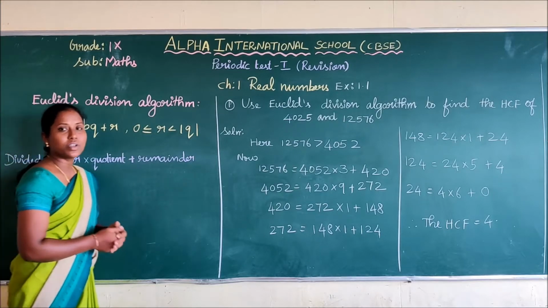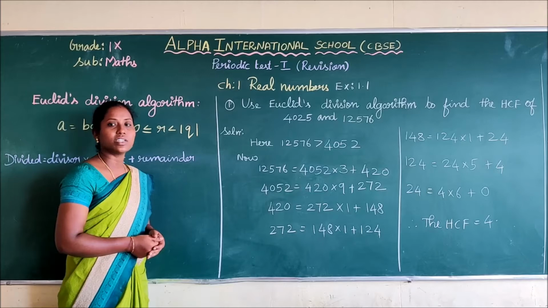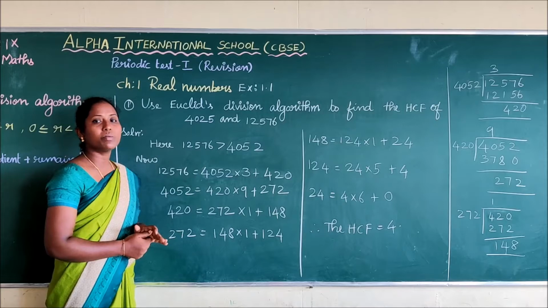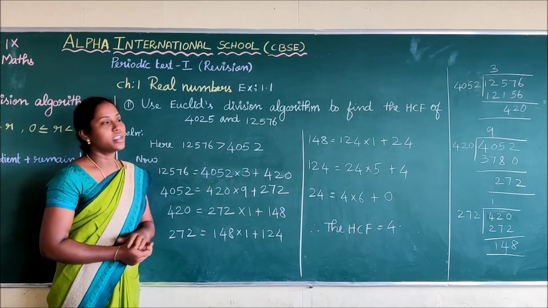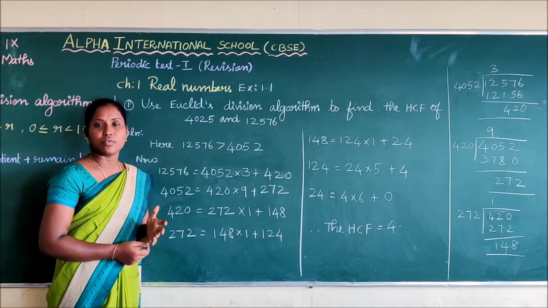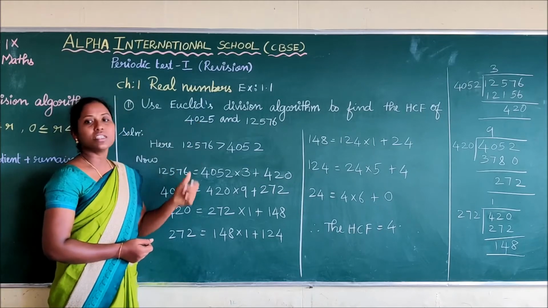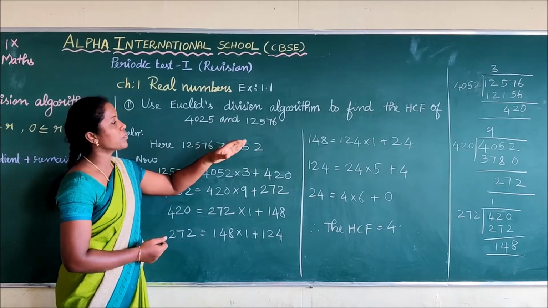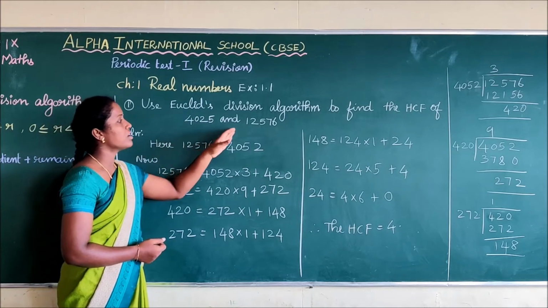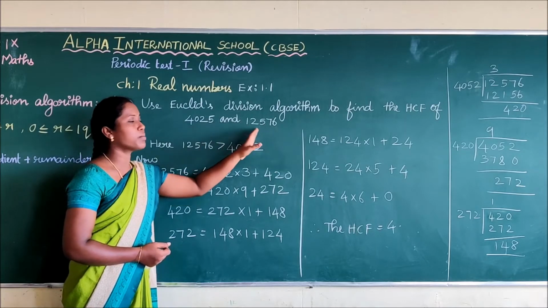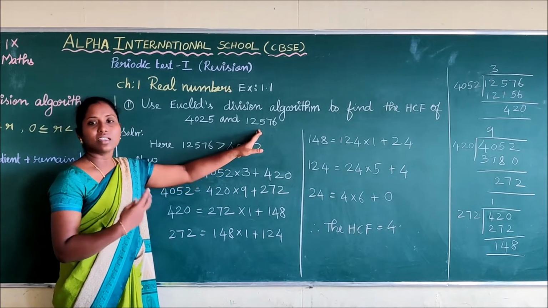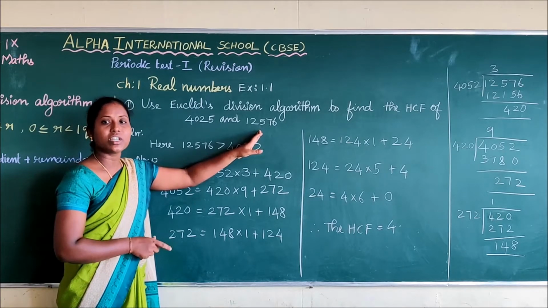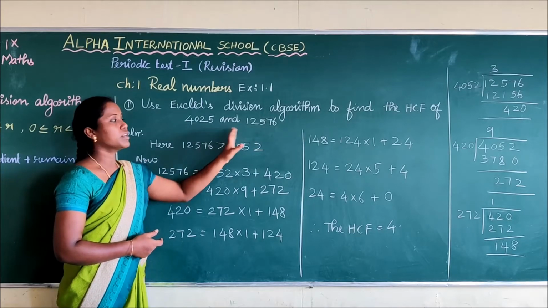Now we are going to revise our first exercise problem based on Euclid's division algorithm. If two numbers are given, how to find the HCF of the two numbers using Euclid's division algorithm. See here the first problem. Use Euclid's division algorithm to find the HCF of 4025 and 12576. There is another way also to find the HCF, but here we are going to use Euclid's division algorithm.